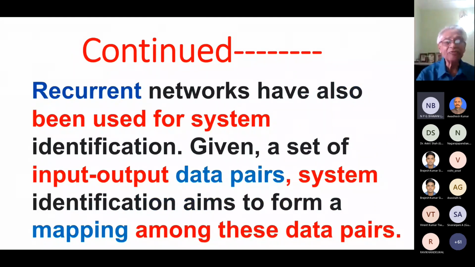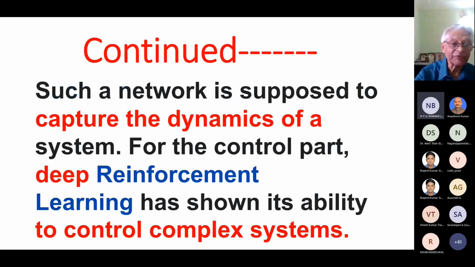Recurrent networks have also been used for system identification. Given a set of input-output data pairs, system identification aims to form a mapping among these data pairs. So they can map the data pairs, they can have the training data, separate them and build upon the control, whatever control is done, which is effective and very, very responsive. Such a network is supposed to capture the dynamics of a system.